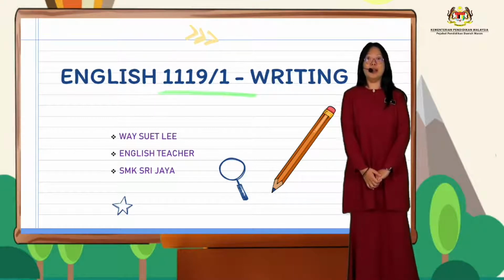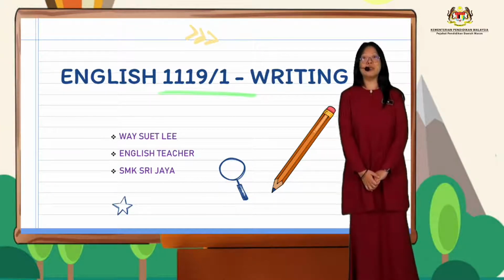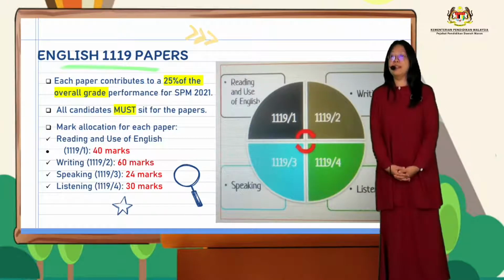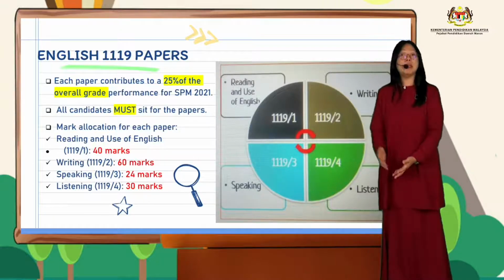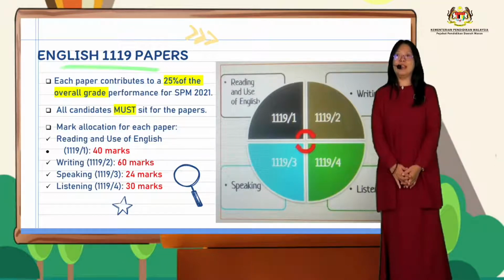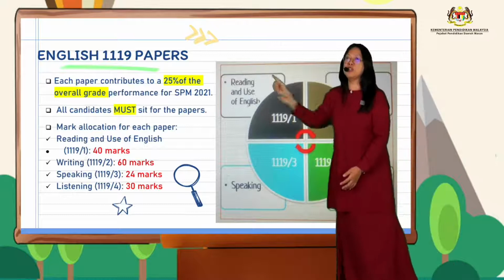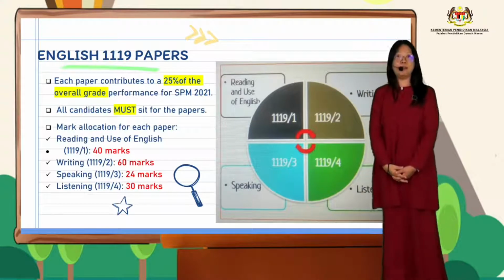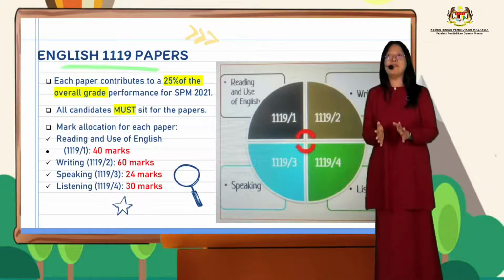Today we'll be talking about the new SPM exam format for English starting from 2021. First, let's take a look at the English 1119 papers. Just like the PT3 exam, we shall have 4 papers for English. Each paper contributes 25% of the overall grade performance for SPM, and all candidates must sit for all of these papers.